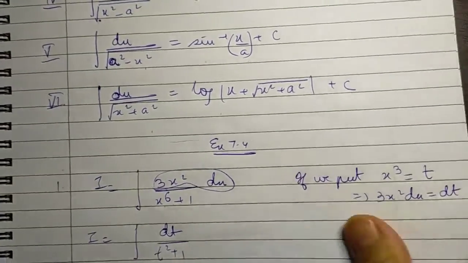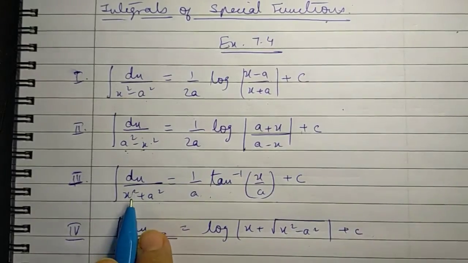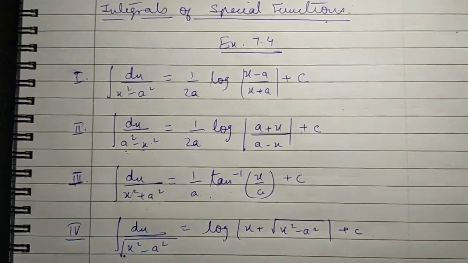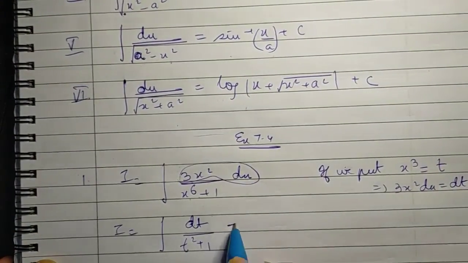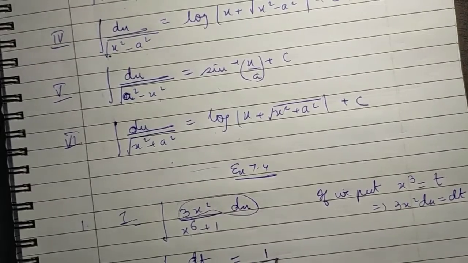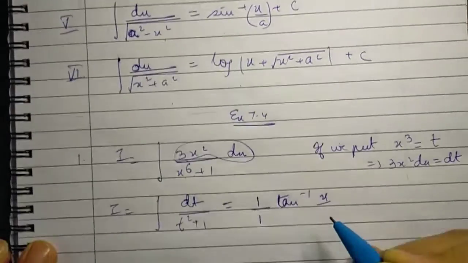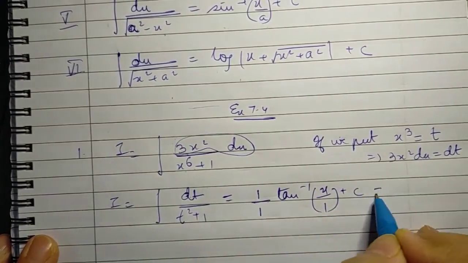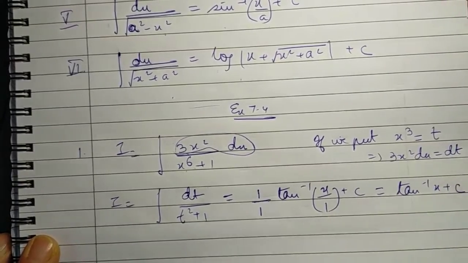Now this is one of the forms of what we did just now, like 1 upon x squared plus a squared, we have a result. Here in place of a we have 1, and so we directly use it and we get the result as 1 upon a, which is 1, tan inverse x upon a, which is 1, plus c, and so this comes out to be tan inverse x plus a constant.